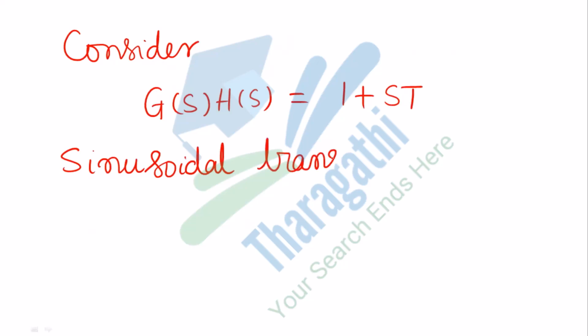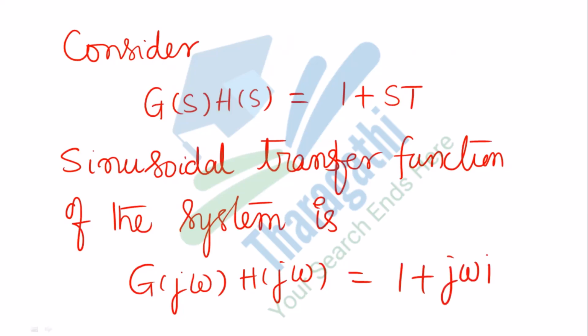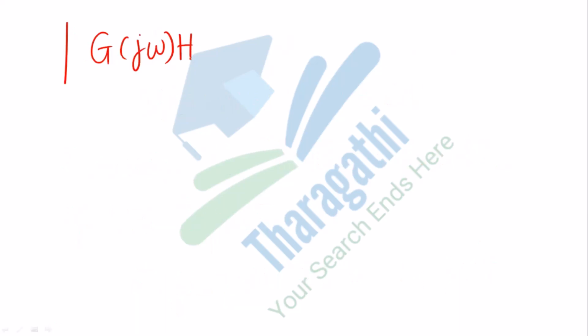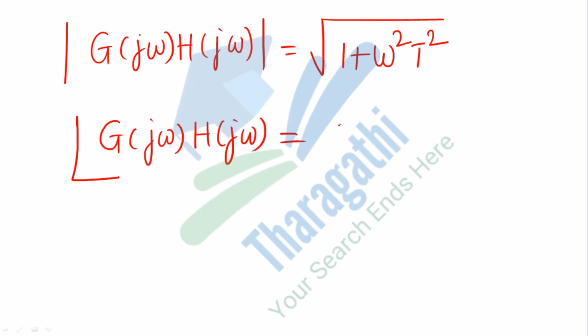The sinusoidal transfer function we need to write. Sinusoidal transfer function of the system: G of j omega into H of j omega is equal to 1 plus j omega t. So modulus of G of j omega into H of j omega is equal to square root of 1 plus omega square t square, and the phase angle of G of j omega H of j omega is equal to tan inverse omega t. So here the magnitude plot for this kind of factor is divided into two parts.